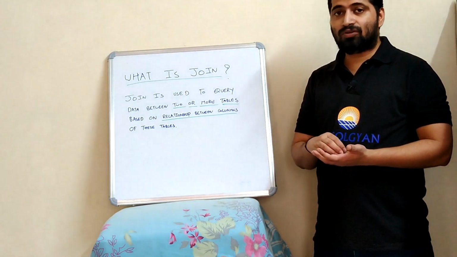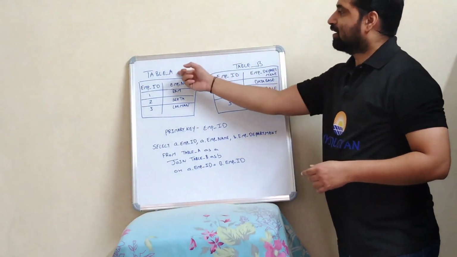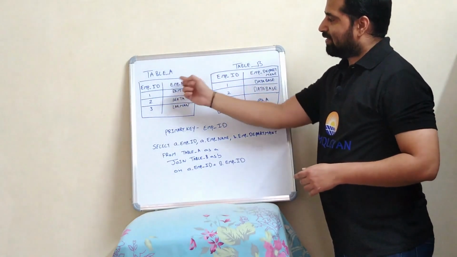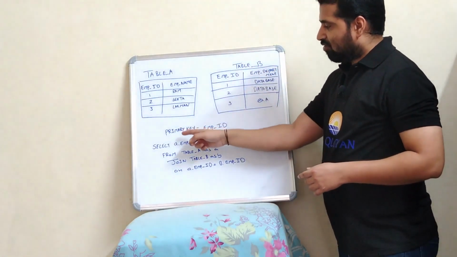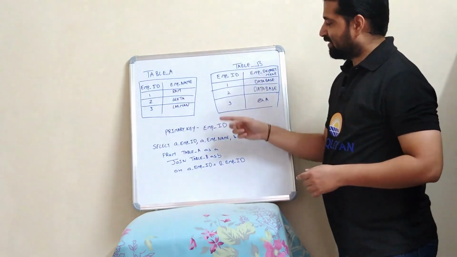Let me give you a proper example so that you will understand the use and purpose of joins. Well, this is a very simple example. We have table underscore A and table underscore B. Table A consists of employee ID and employee name. Table B consists of employee ID and employee department. We have primary key on employee ID. Primary key on both of these tables will be the same, employee ID.